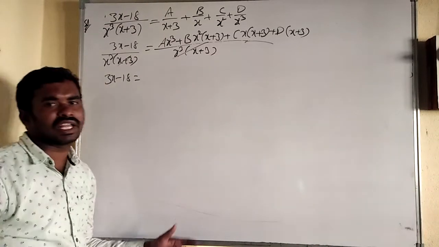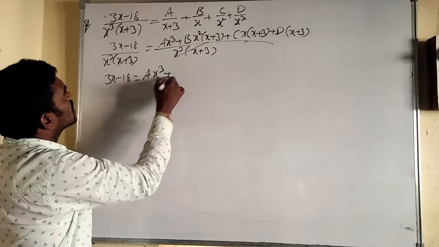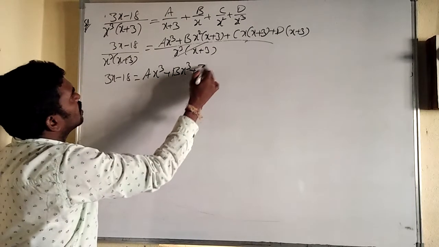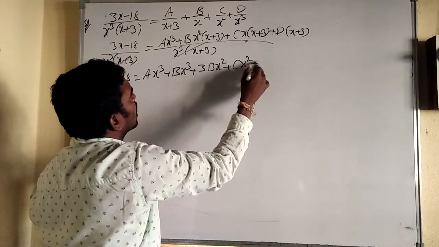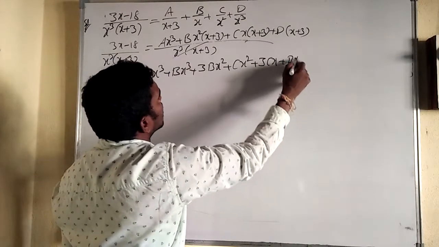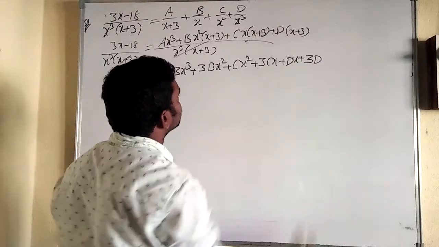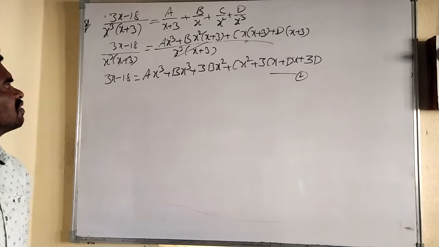Okay. So 3x minus 18 equal. I am simplifying completely. This is the better way. Simplify. a x cube plus b x square into x, b x cube plus b x square into 3, 3b x square plus c x into x, c x square, c x into 3, 3c x. d into x, d x, plus d into 3, 3d. Equation 2.